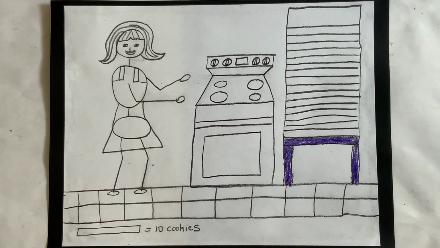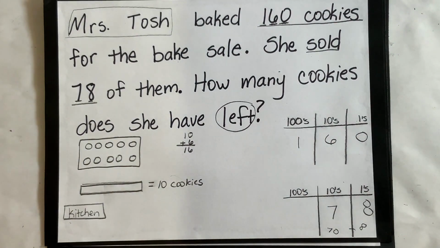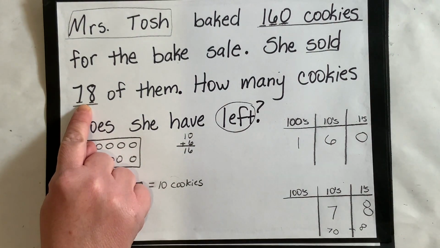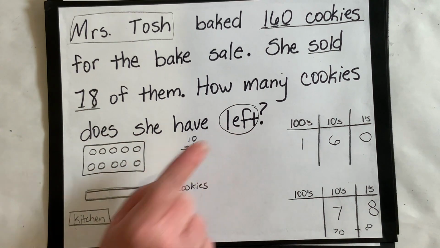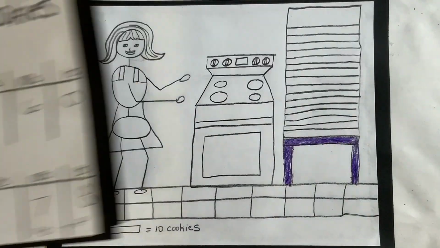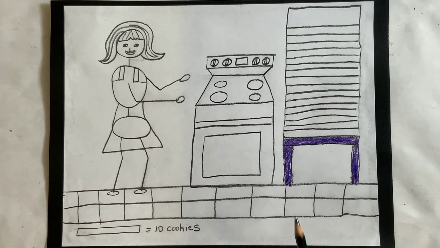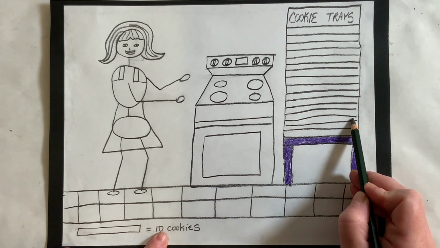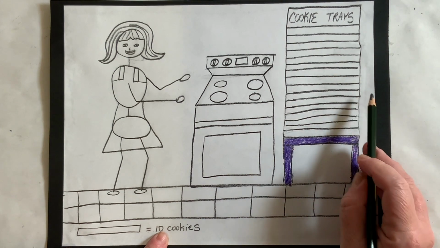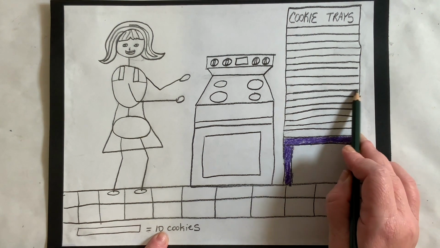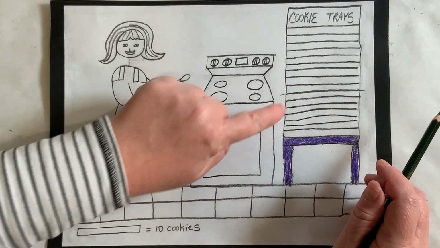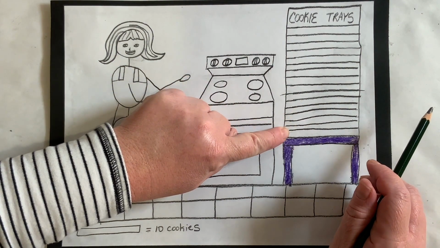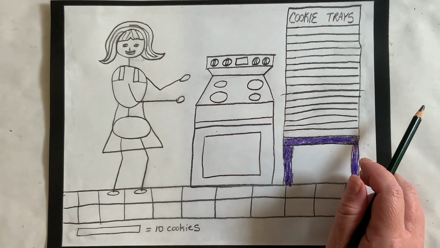And as soon as you're done with that, we'll go on to the last part. Now let's look at the word problem again. It said she sold 78, and we need to learn how many she has left. So let's count how many she sold. Ready? Let's count by tens. 10, 20, 30, 40, 50, 60, 70. So right here, this is 70, right? That she sold, but she needs 8 more.